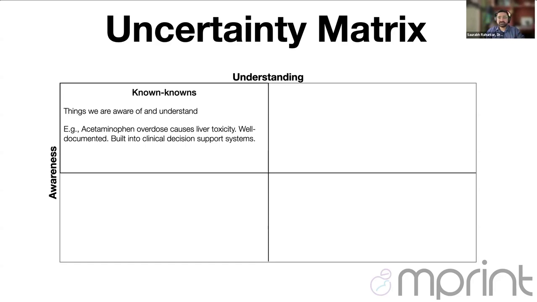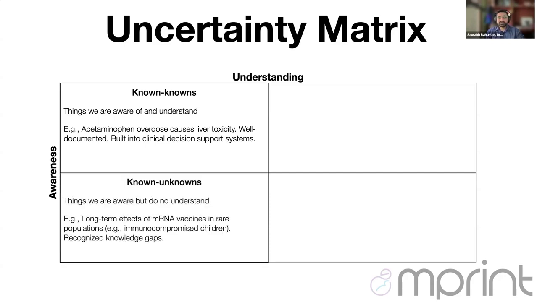We know that, it's well understood, it's built into clinical decision support systems, and no one's really surprised by it. Then we have the known unknowns. These are things we don't fully understand, like, for example, the long-term effects of mRNA vaccines, specifically in pediatric populations. We recognize this gap, and in many cases, we're trying to actively study it.